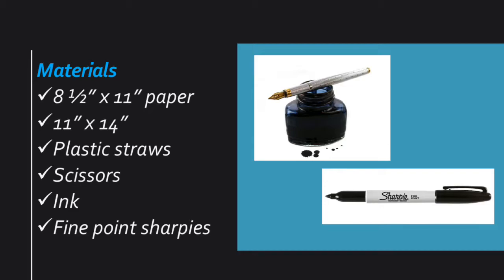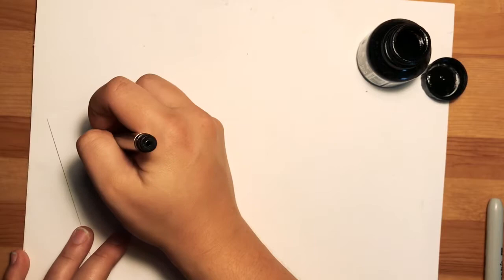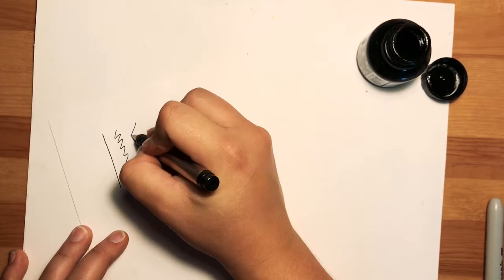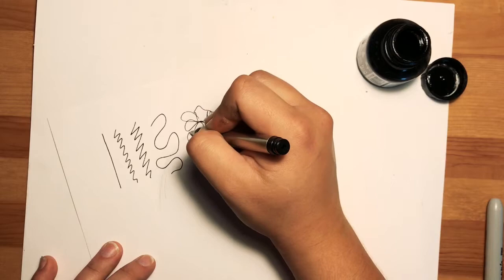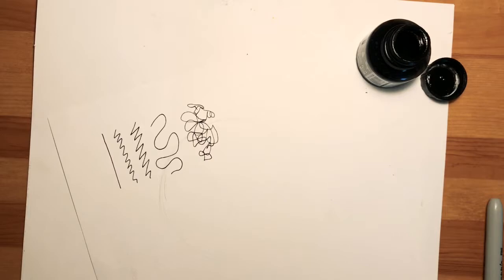Alright, so for this project, you're going to need 8.5 by 11 paper, as well as 11 by 14, and then plastic straws, scissors, inks, and fine point Sharpies. So this is just a demo of my different marks. So I just really explored how you can create really jagged lines, how you can create straight, very thin lines, how curvilinear lines can be formed, how layering these curvilinear lines can express chaos within it, how you can transform these marks.